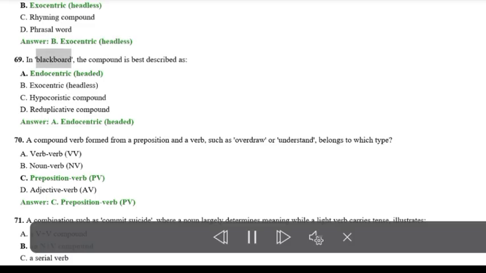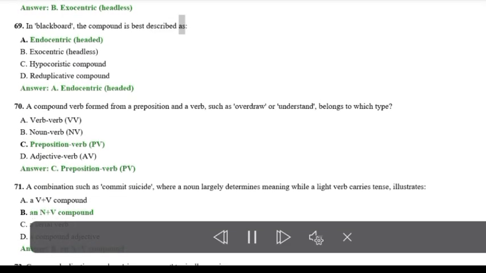69. In blackboard, the compound is best described as A. Endocentric, headed. B. Exocentric, headless. C. Hypochoristic compound. D. Reduplicative compound. Answer, A. Endocentric, headed.